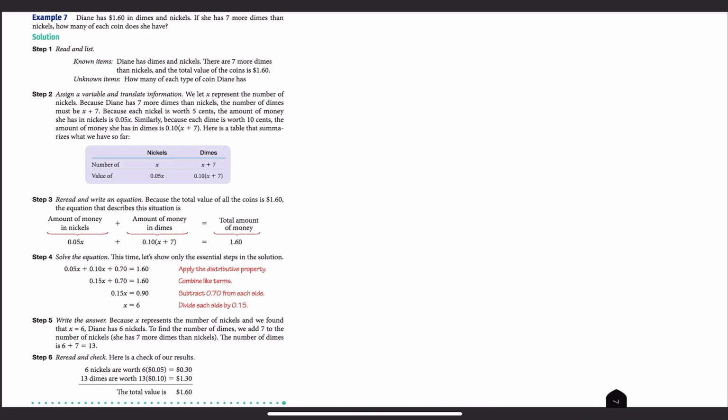Let's look at one more that's a little bit more abstract. So Diane has $1.60 in dimes and nickels. If she has 7 more dimes than nickels, how many of each coin does she have? Okay, this one may not seem as intuitive. So she has $1.60. And she has 7 more dimes than nickels. So let's see.